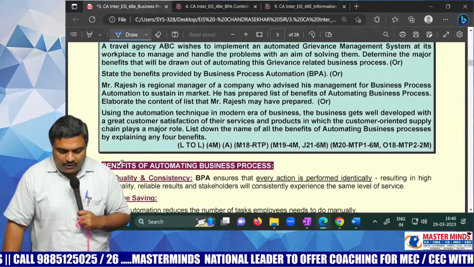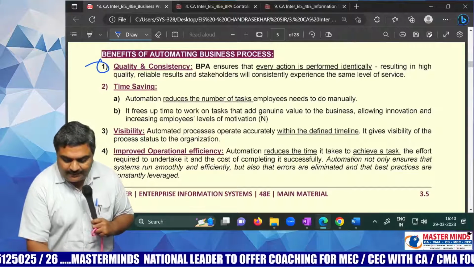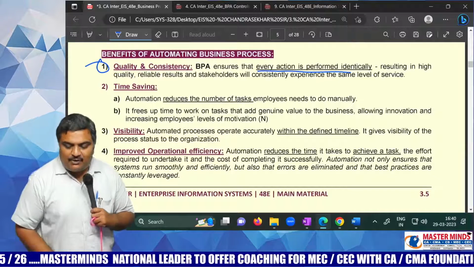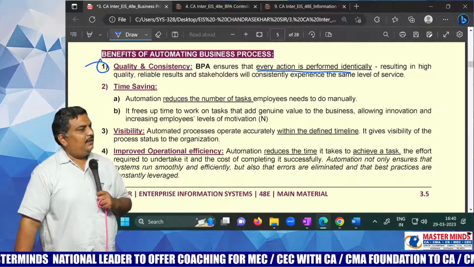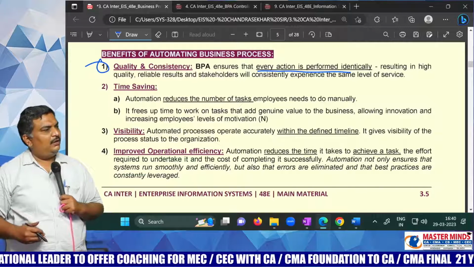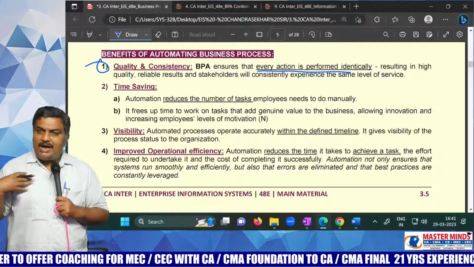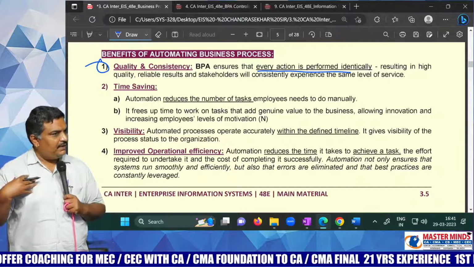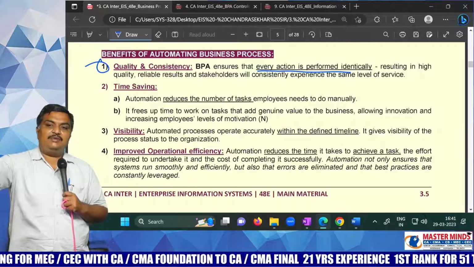Okay. Now, this is again an important question. What are the benefits of automating the business process? Quality and consistency. This is what I am telling. BPA ensures that every action is performed identically. For example, CM has gone to ATM. And I am also a CM. Common man, isn't it? So, I went to the ATM, but ATM asked the same set of questions.